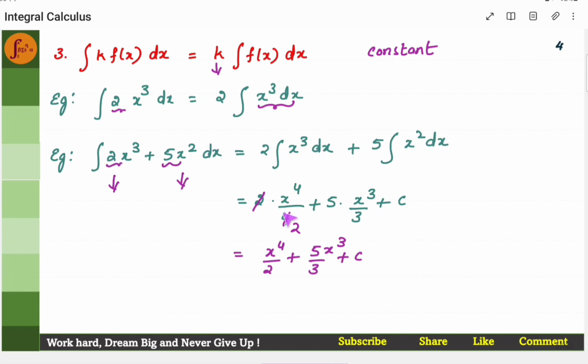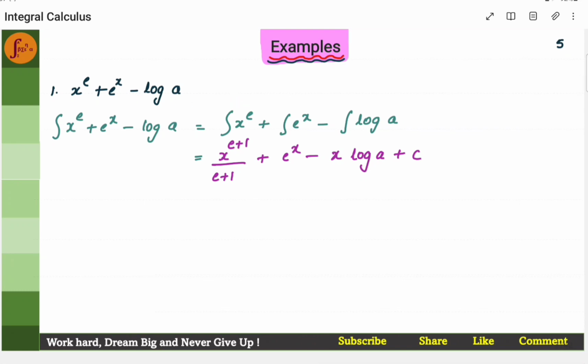So now when I find the integral, x cube would be x to the power 4 by 4, using the formula: integral of x to the power n is x to the power n plus 1 by n plus 1. Just increment the power, that's all. Increment the power and whatever power you get, put the same thing in the denominator. Here also, you have power as 2, increment the power, so it will become 3 and put the same power as denominator. Now let's solve some problems using these standard integrals.